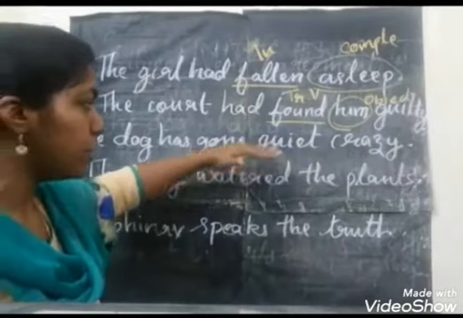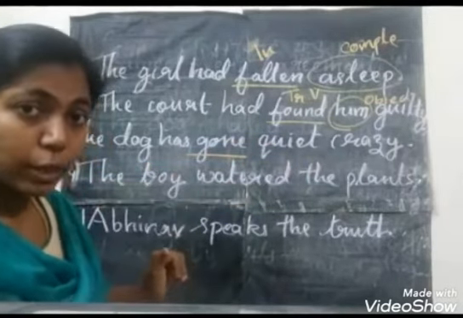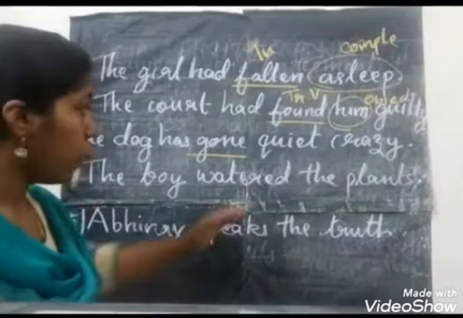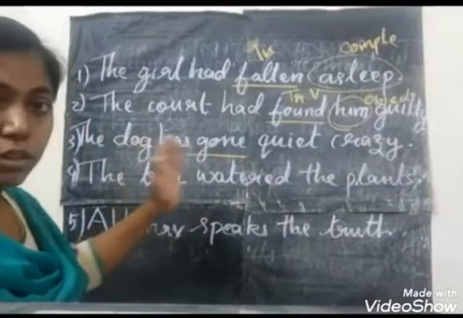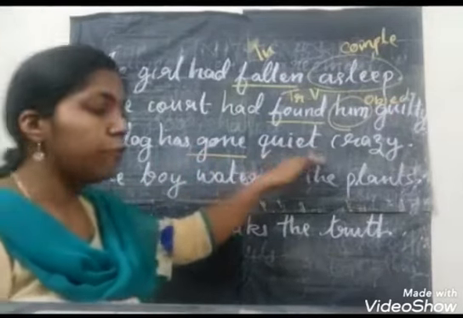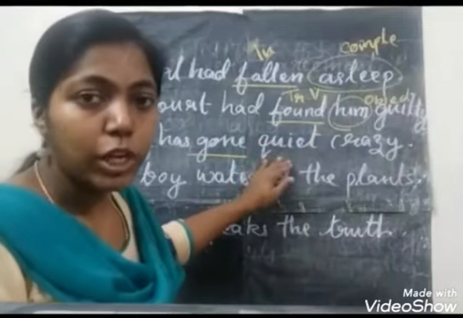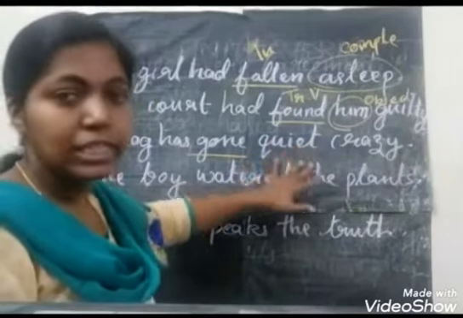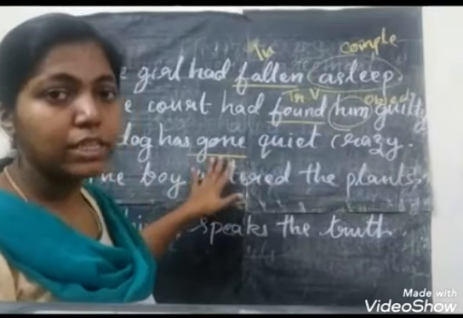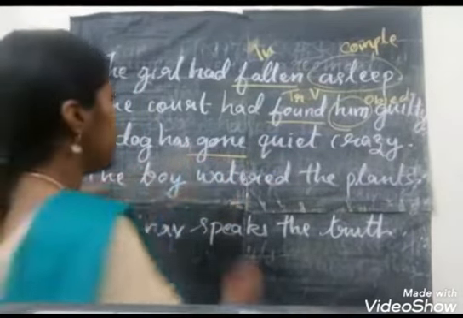Can you convert this sentence into passive voice? Quite crazy, the dog? No, you can't, isn't it? So you can't convert the sentence into passive voice. So you can come to the conclusion that this sentence has an intransitive verb. Here, "gone" becomes the intransitive verb.